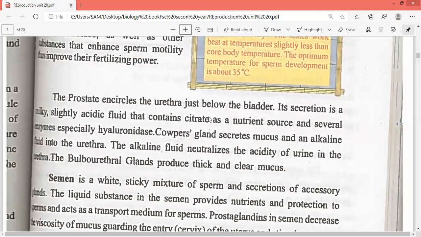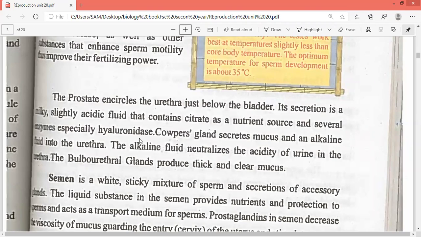The prostate encircles the urethra just below the bladder. Its secretion is a milky, slightly acidic fluid that contains citrate as a nutrient source and several enzymes, especially hyaluronidase. Okay, hyaluronidase.